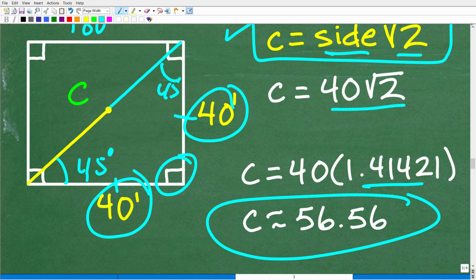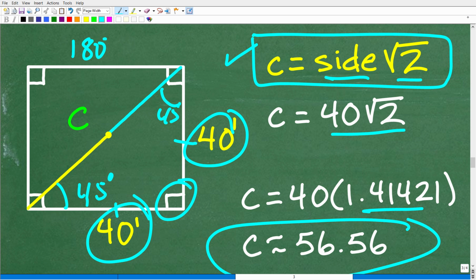So this is the formula for the 45-45 degree special right triangle. There is another formula again for 30-60-90 special right triangles. Not going to get into that formula in this particular video, but it's something that you do want to learn.